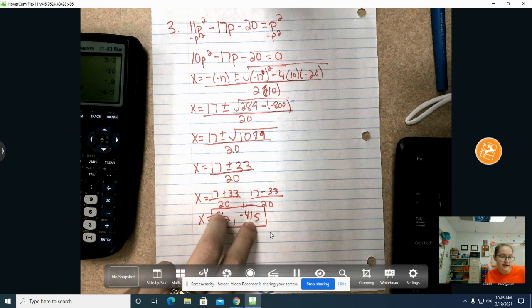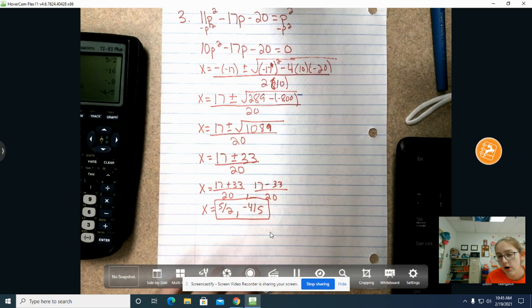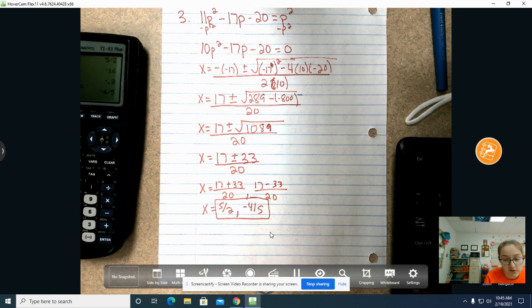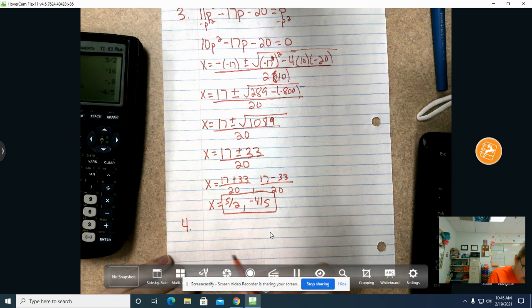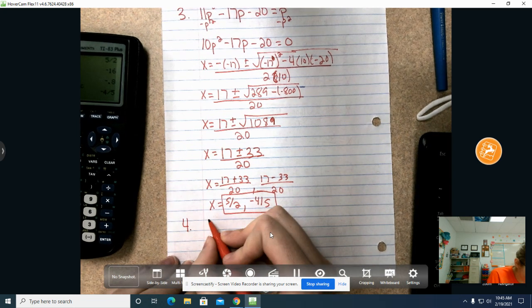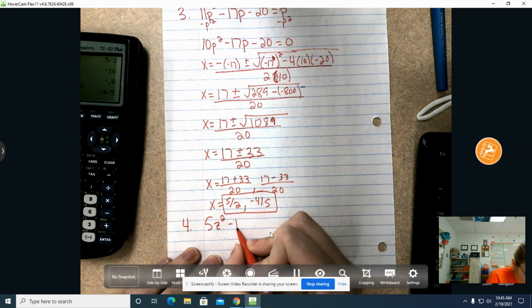So if you were to plug these back into here, the equation would all balance out. So that's what we're looking for, the solution. So if we were to graph this, where it would cross the x-axis. I'm going to give you a couple to try on your own and their answers. That way you can check yourself before you hop into your practice.